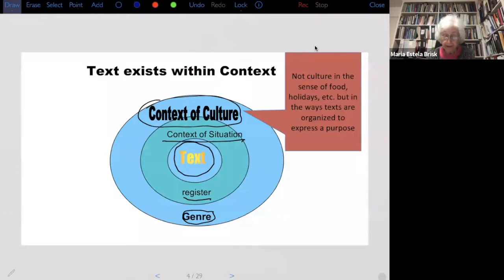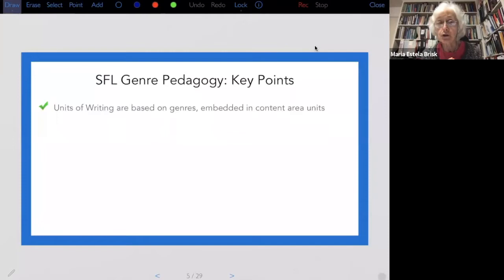So the five key aspects that I'm going to talk about: one is that the units of writing that we develop in the schools to teach and coach the children on writing are based on the genres that are embedded in the content of the curriculum. So it's not something separate.